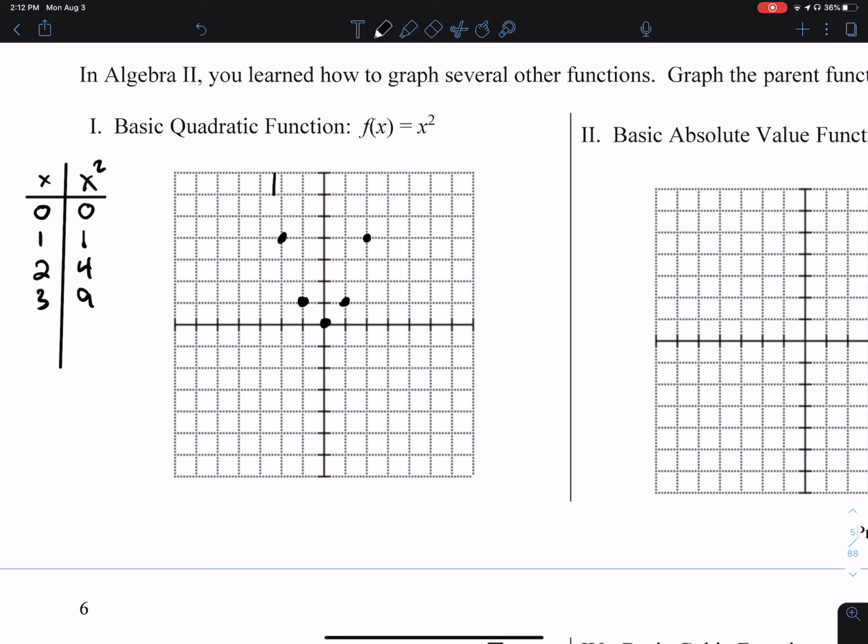We always want to keep track of that vertex because that's going to take into account all of the translating that we do. An absolute value function. Well, don't draw this first. Let me explain. What if this was just y equals x? Well, that would be a line that goes to the origin and has a slope of 1.